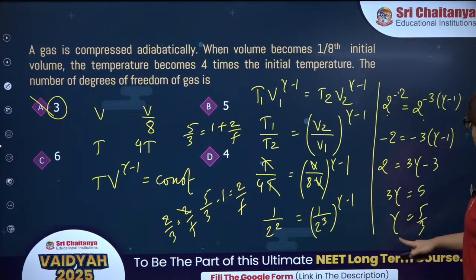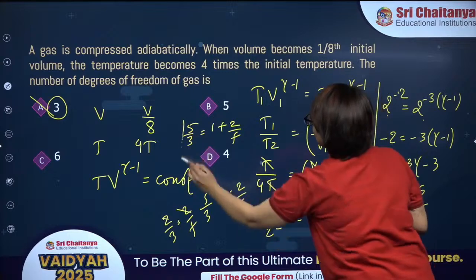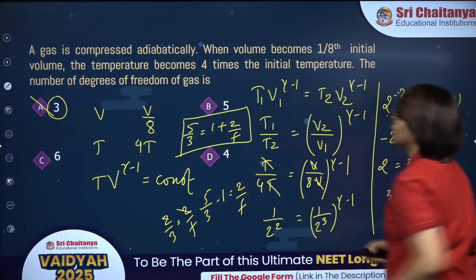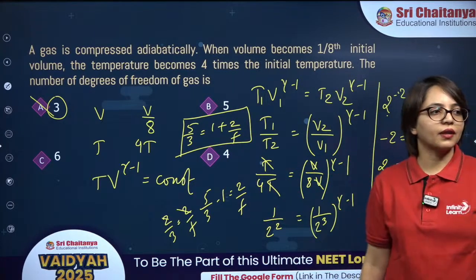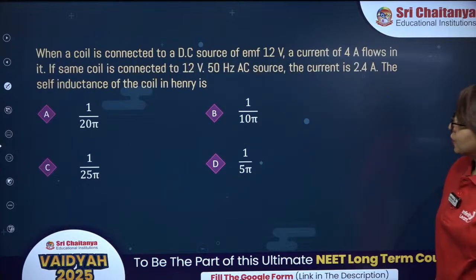Alright. So this is the expression of gamma. If you want, you can remember it: 1 plus 2 by f, in terms of degree of freedom. Chaliye, let's move on to the next one.